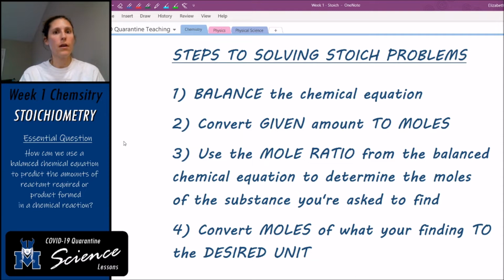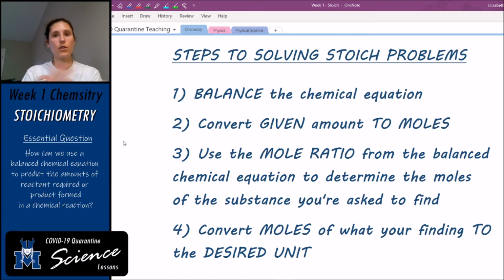I like to identify and be very explicit. This is what I am given. This is the chemical that I know, and this is the chemical that I'm trying to find an amount of. So first thing you need to do, if it's not already in moles, you need to convert that given amount into moles. Then you're going to use your mole ratio from the balanced chemical equation, just like we used the ratio in our turkey example.